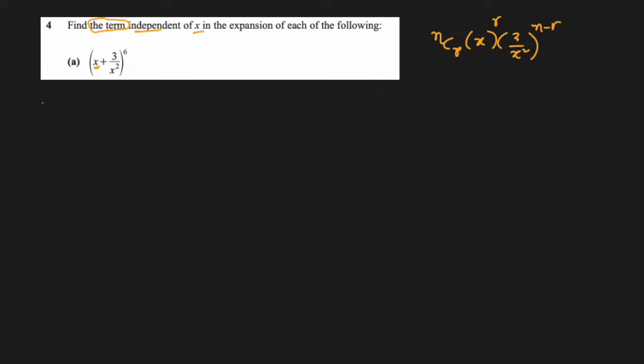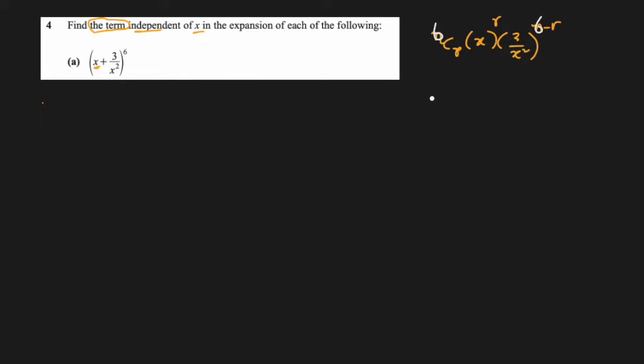And in this case, n is nothing but 8. It is not 8, it is 6. It is the 6 which is the highest power given to the bracket. That's what we'll do. And we want it independent of x. So what will we do?